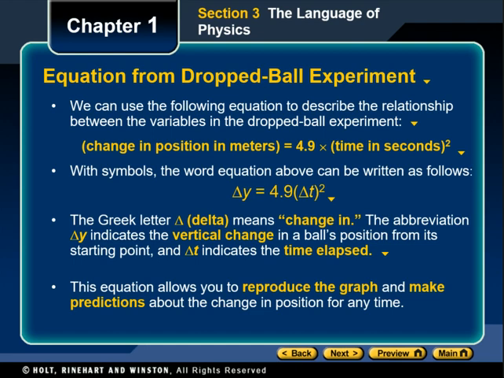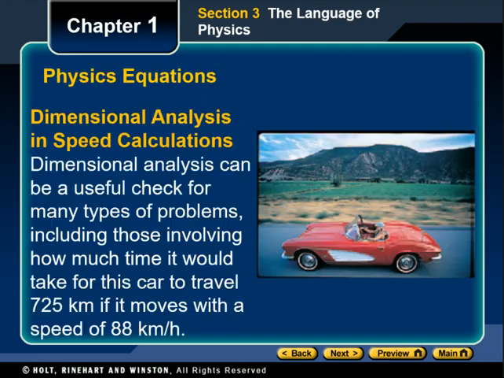Y is equal to 4.9 t squared. The abbreviation y indicates the vertical change in a ball's position from its starting point, and t indicates the time elapsed. Suppose a car, such as the one on the screen here, is moving at a speed of 88 kilometers per hour, and you want to know how much time it will take to travel 725 kilometers. How can you decide a good way to solve the problem?